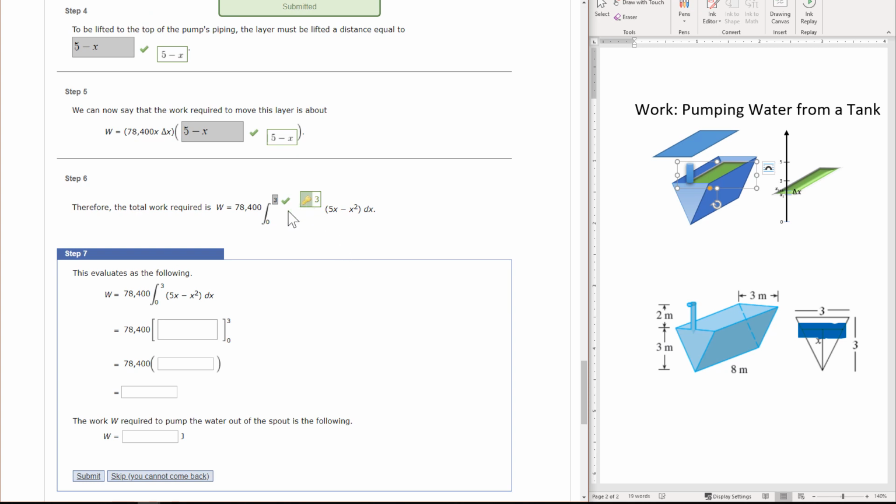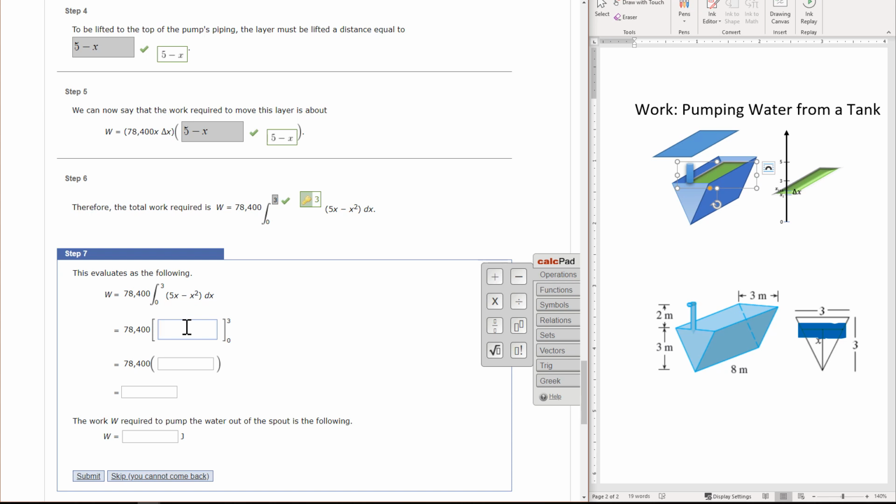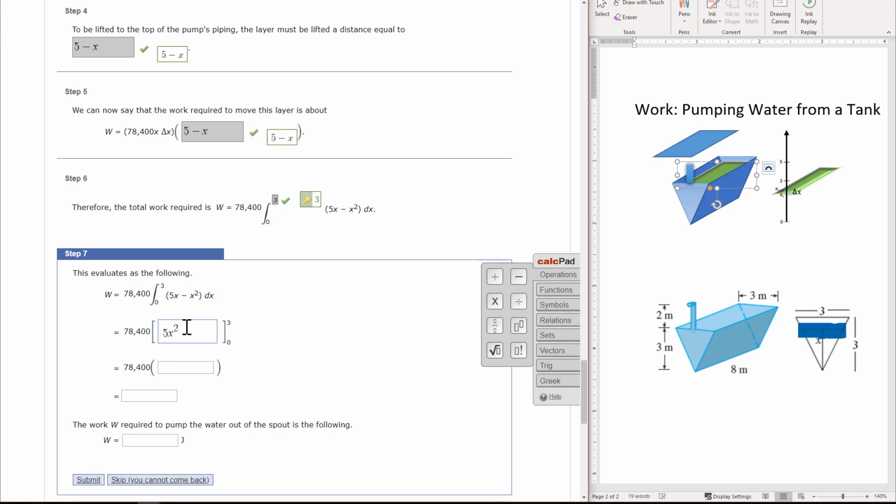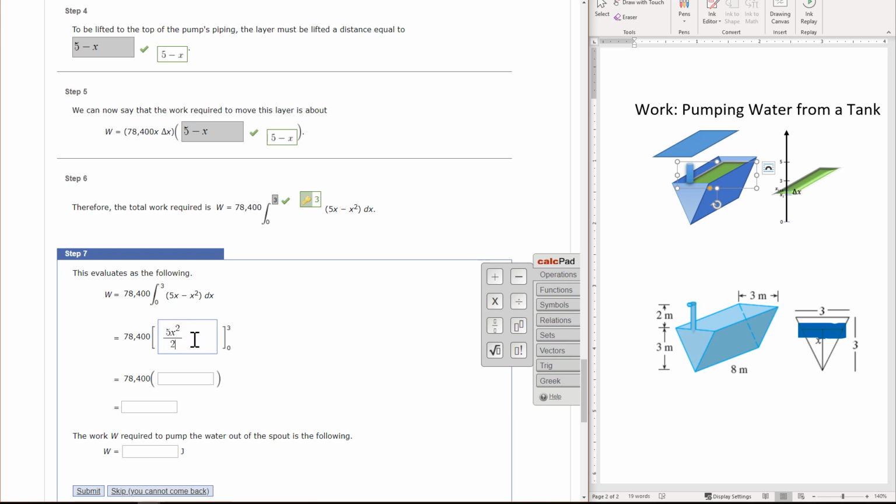So now we have an integral to integrate. We can leave that constant out in front, and we integrate this expression, 5x minus x squared. So 5x is going to be 5x squared, and we'll divide that by 2. And then we have a minus sign, and then the integral of x squared is going to be x cubed, and that's going to be divided by 3. Okay, so we're going to put the value of 3 in here.